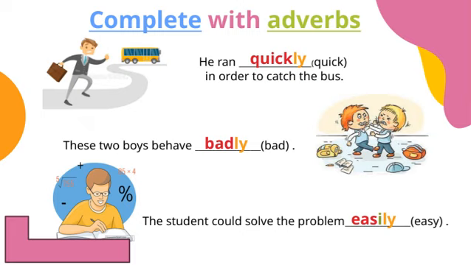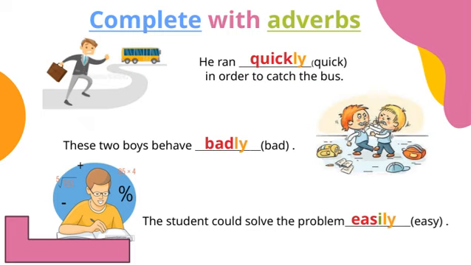Then there's quickly. He ran quickly in order to catch the bus. Quickly shows how fast he was running, emphasizing the urgency and speed needed to catch the bus. The key point here is that adverbs often end in ly, and they help us add detail to verbs, giving a clearer picture of how actions are performed.